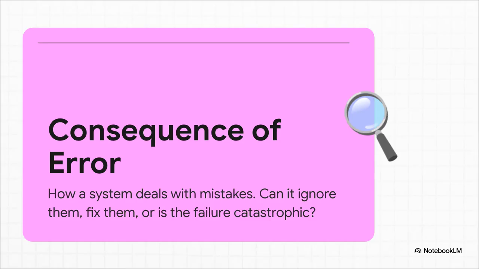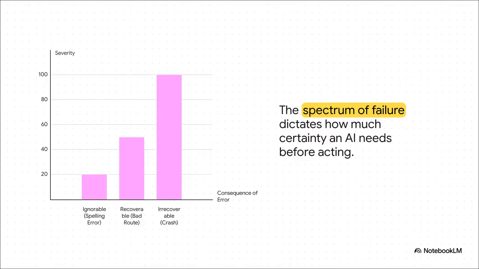All right, rule number 2. This one is all about the stakes. What happens when the AI messes up? We call this the consequence of error. Is a mistake just a tiny little hiccup, or is it a full-blown game-over situation? And this chart just illustrates that spectrum perfectly. An AI making a little spelling error in an email draft, that's ignorable. No big deal. You just fix it.